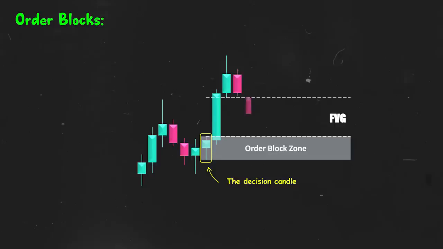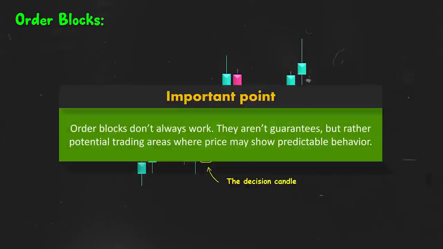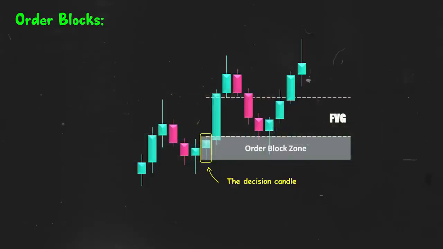When the price eventually returns to this area, there's a higher probability it will react. However, this reaction depends on whether unfilled orders still remain within that zone. It's important to note that order blocks don't always work. They aren't guarantees, but rather potential trading areas where price may show predictable behavior. Like any tool in trading, they should be used in combination with other confirmations and strategies to improve their reliability.